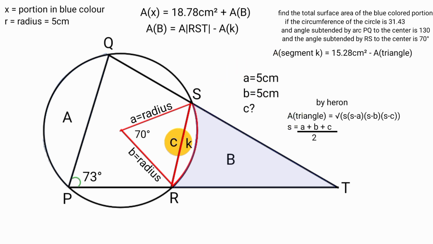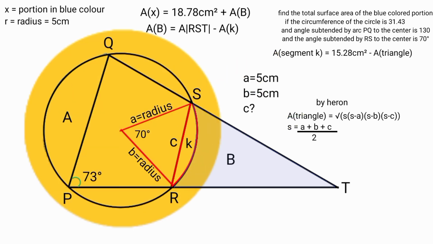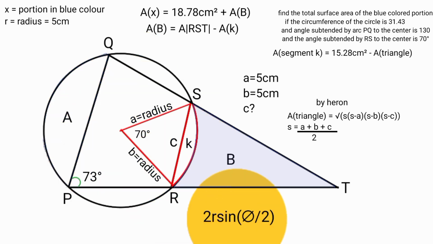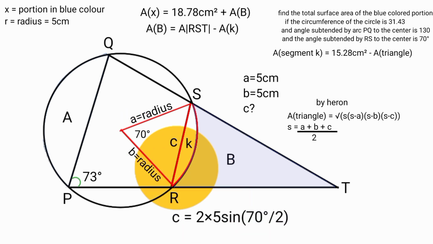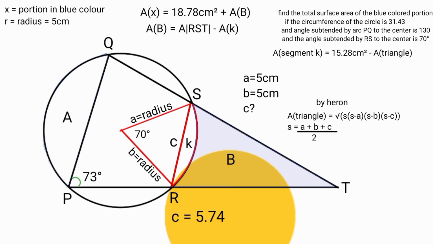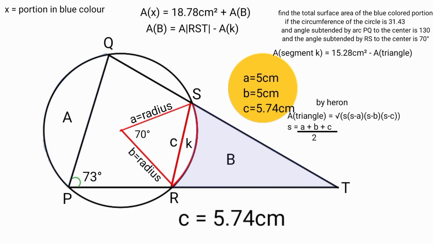But since side C is a chord of this circle here, and the formula for finding the length of a chord in a circle is 2r sine theta over 2, we can say C equal to 2r sine theta over 2. R is the radius, which is 5 centimeters, and theta is the angle subtended to the center, which is this here. So C equal to 2 times 5 times sine 70 over 2, which if you press your calculator equal to 5.74. So C equal to 5.74 centimeters. And we have A equal to 5 centimeters, B equal to 5 centimeters.